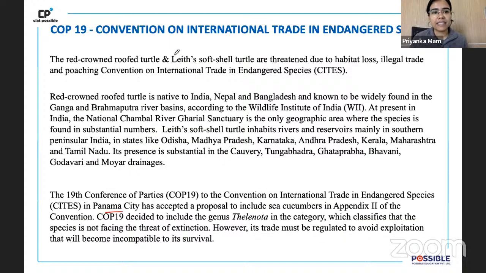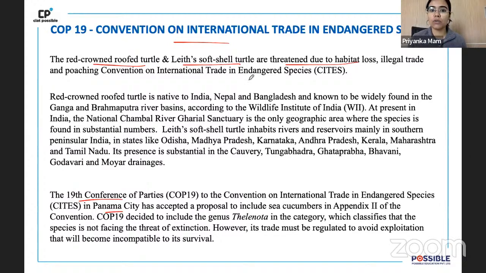So now COP19 की बात करें. So the Convention on International Trade in Endangered Species, this I said the 19th conference of parties, it took place in Panama City. Now, red-crowned roof turtle and Leeds soft shell turtle are threatened due to their habitat loss. हम लोगों ने बोला ना ये वाली हमारी native है.